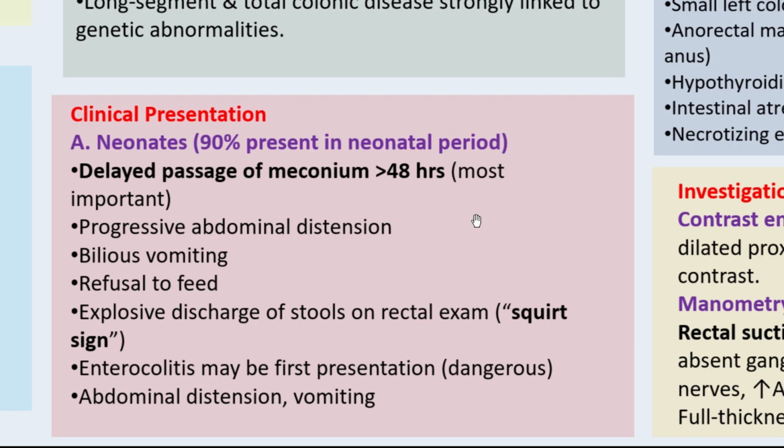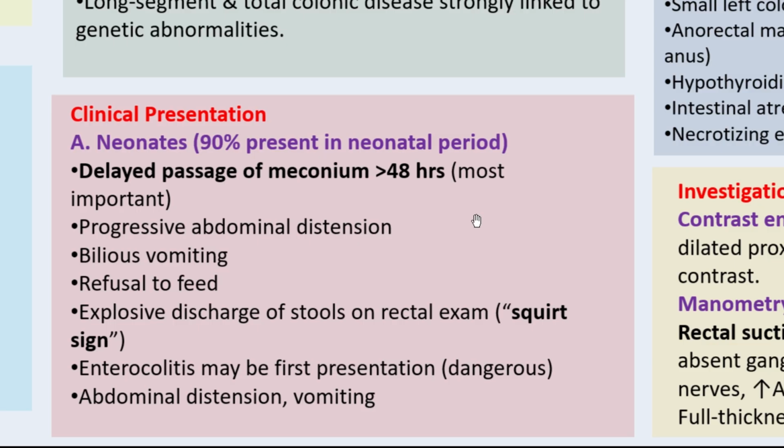Then we shall have progressive abdominal distension. As this child feeds, they start having distension, and then they will eventually start having bilious vomiting. The reason they have bilious vomiting is that as we fill up downwards, we start vomiting up food that is mixed with bile. And then they will have a refusal to feed because of this distension and filling.